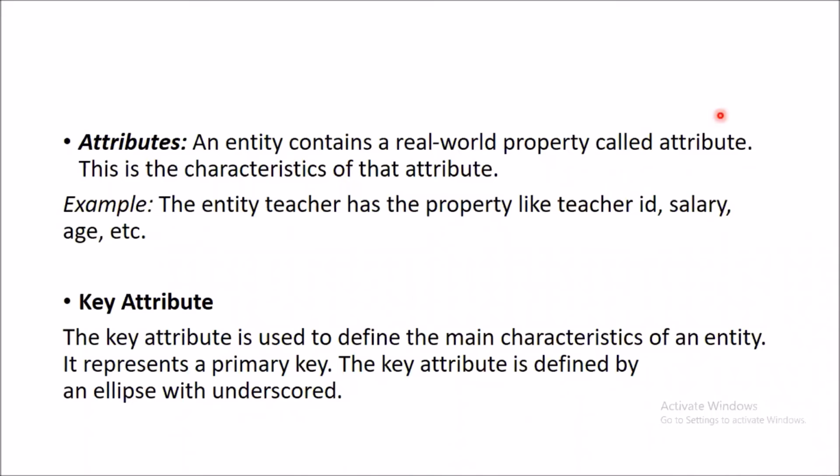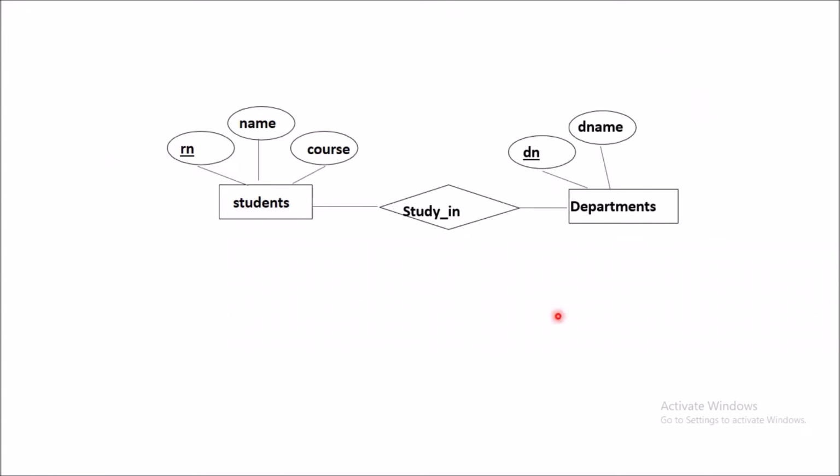There are many types of attributes. First is key attribute. Key attribute is used to define the main characteristic of the entity and it represents a primary key. The key attribute is defined by an ellipse with underscore. Here you can see in this diagram, roll number is a key attribute and we define this attribute with underscore. This is our primary key which uniquely defines this entity. Every student has a unique roll number. That's why it's a key attribute and we represent it with underscore.